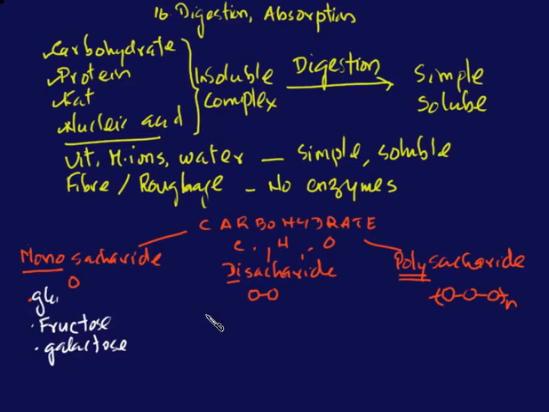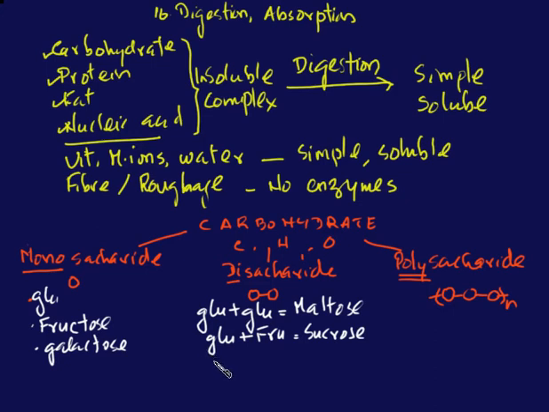For example, when two glucose molecules combine together, you get maltose. When a glucose reacts with fructose, that forms sucrose, the sugar cane sugar we use at home. And when a glucose reacts with galactose, that forms lactose, the milk sugar, right?